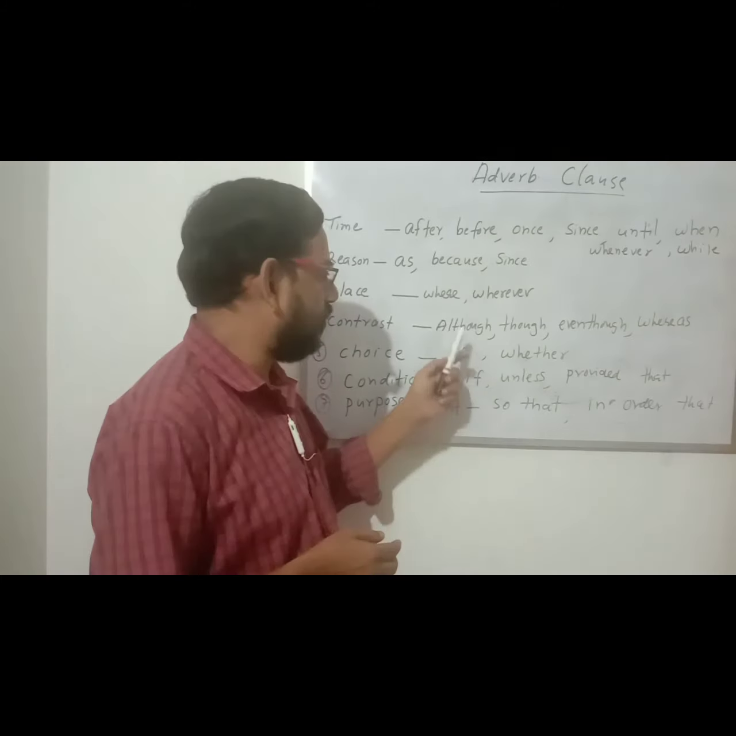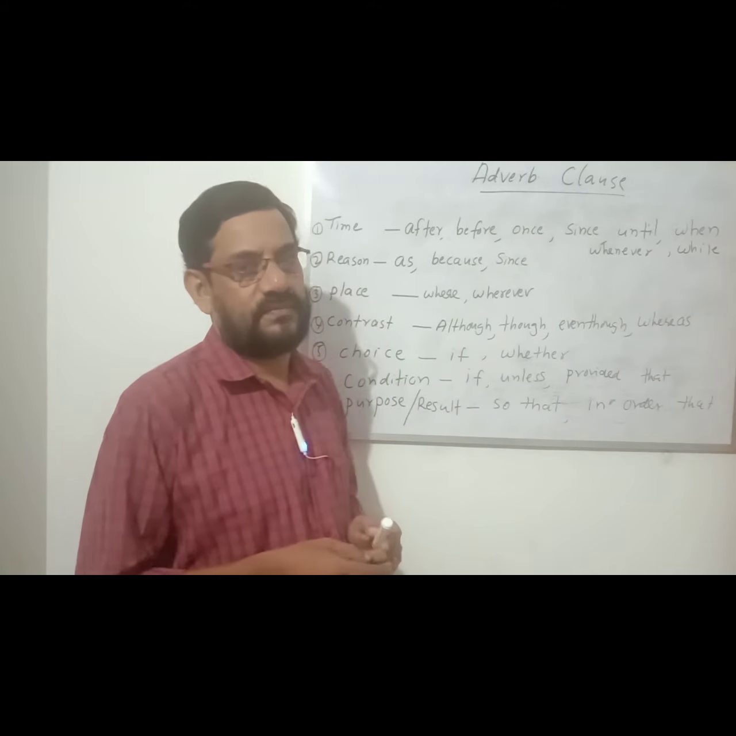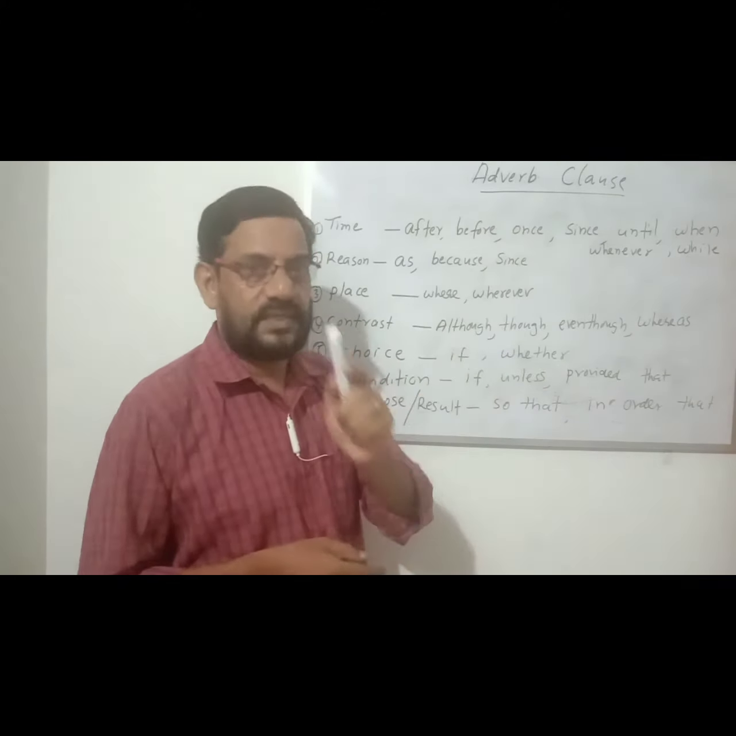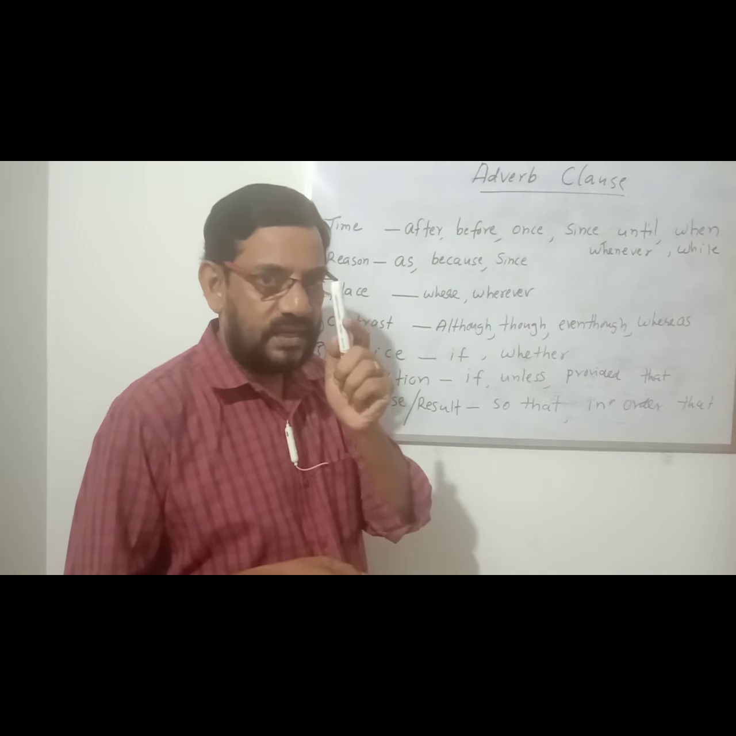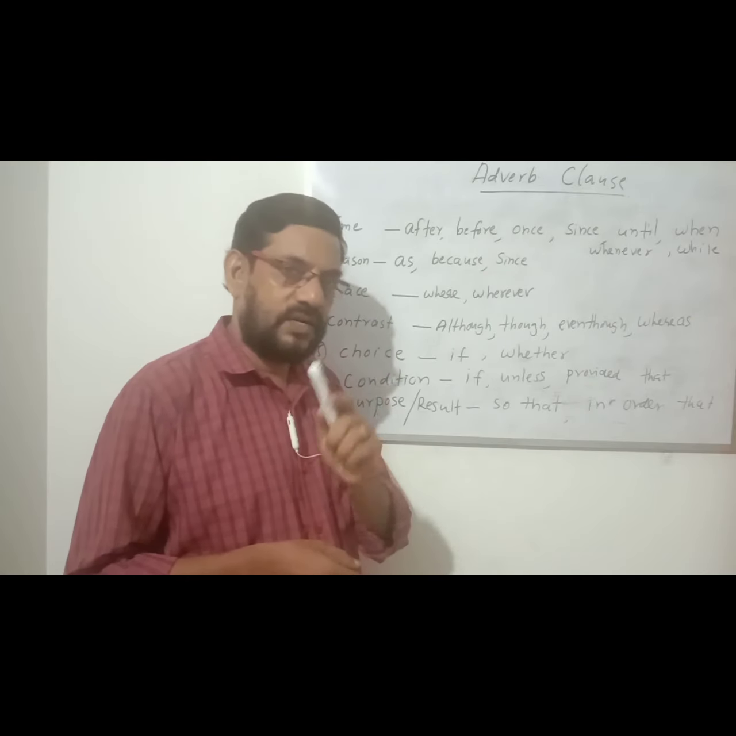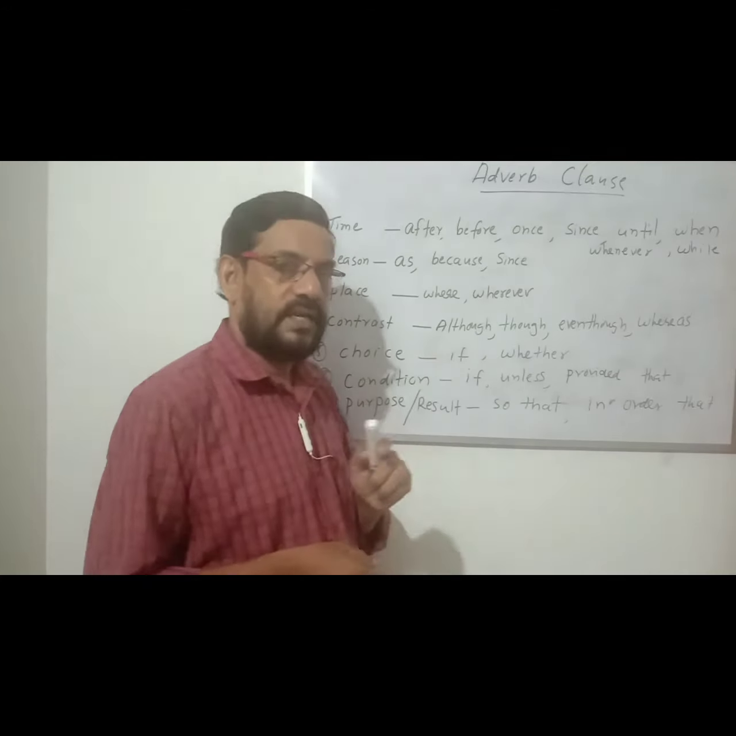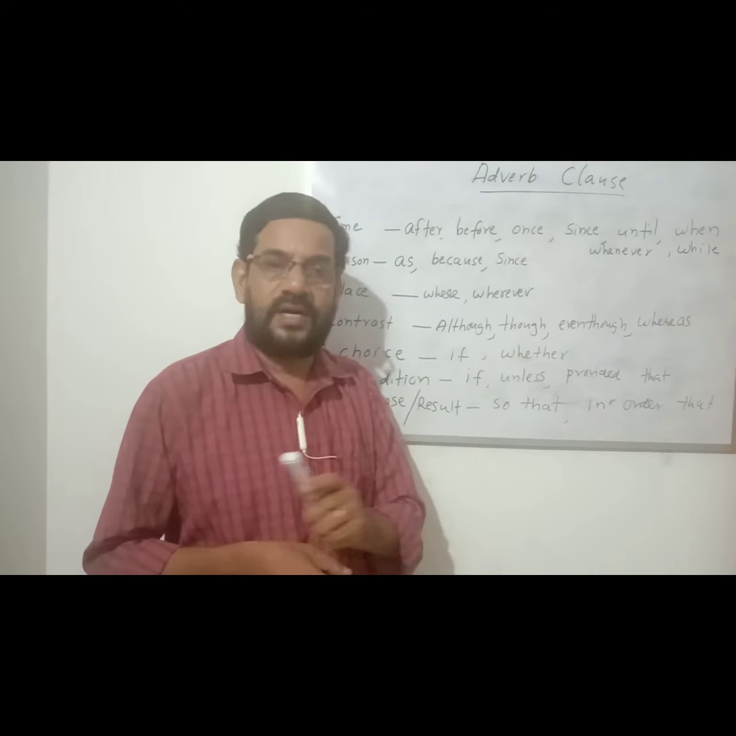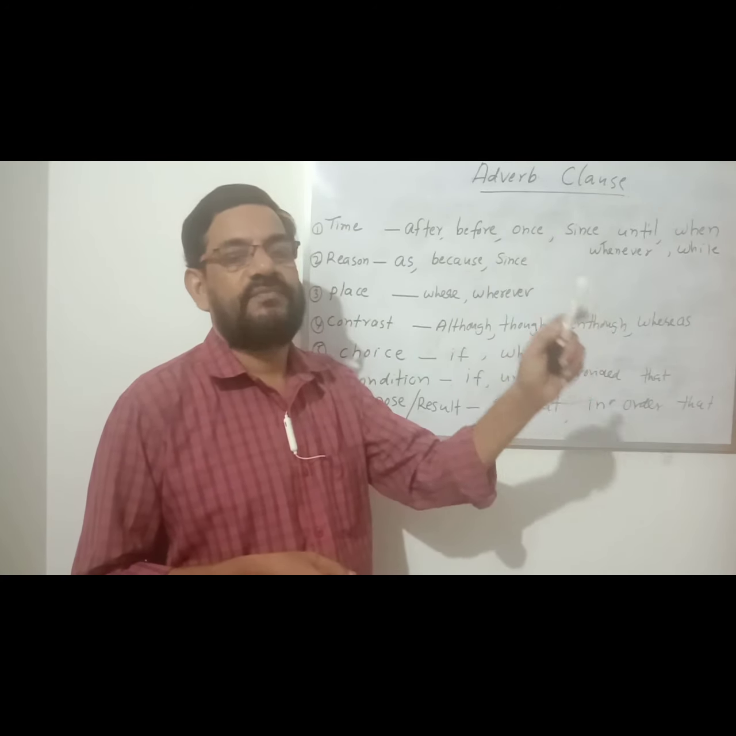So we can use although. We can't use but because but is a coordinating conjunction. We need a subordinating conjunction, because an adverb clause needs a subordinating conjunction. So instead of but, we can use a subordinating conjunction, that is although, that has the same meaning as but. Although he is poor. Although he is poor, he bought an expensive car.